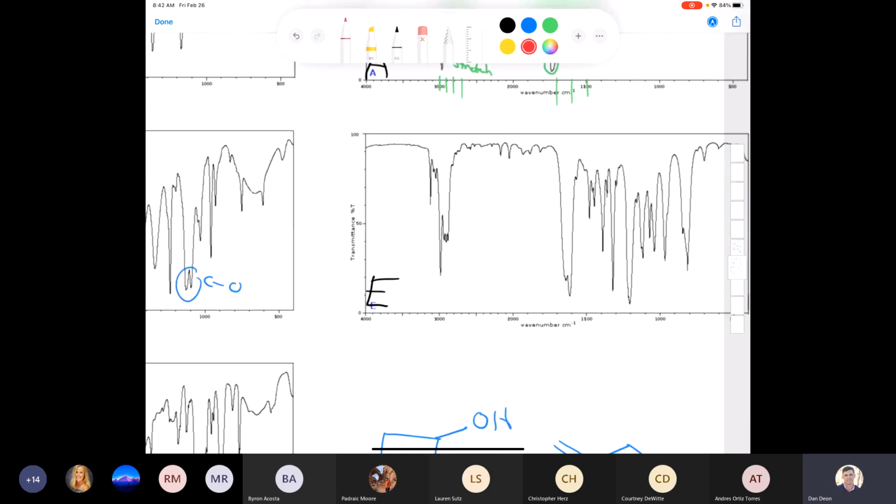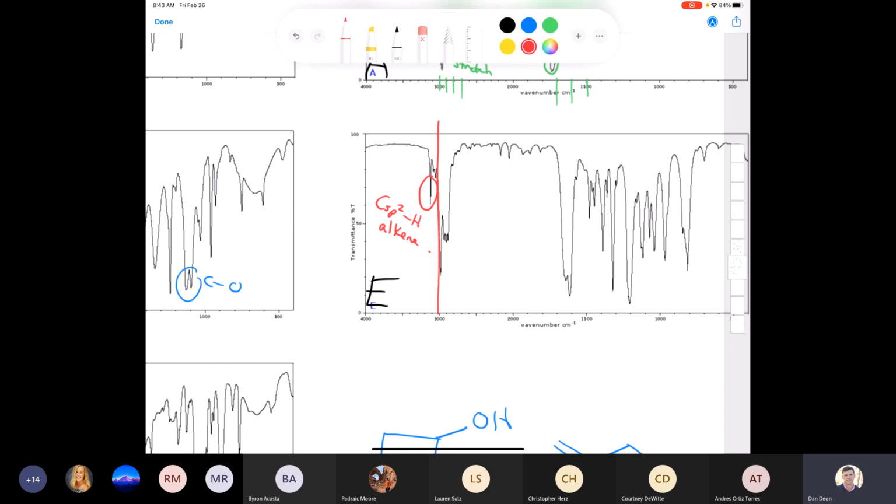First thing I would do is draw my line at 3,000. Look at an alkene and see what it says. Greater than 3,000. It's usually around 3,100. This would be the sp2 hybridized carbon-hydrogen bond from your alkene. What else should you have?